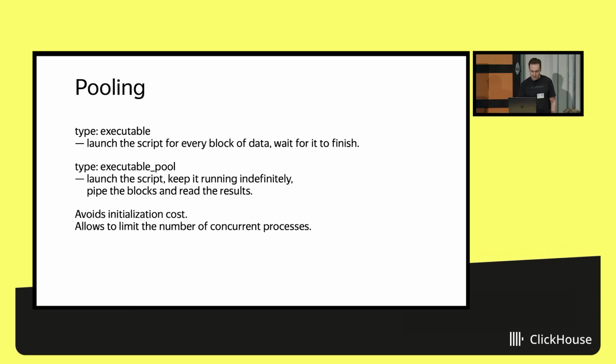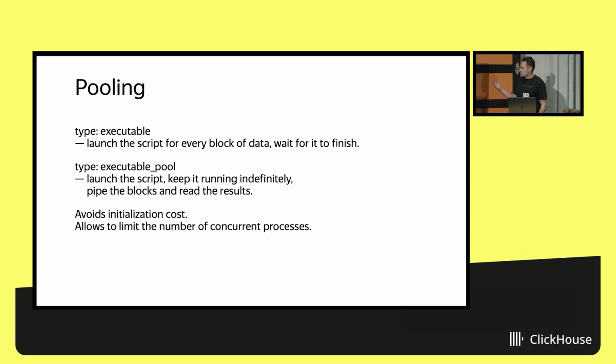And another option is the type executable pool. What will it do? It will launch the script and keep it running, keep it active. It will just continue piping new records to the script. And the script will have to output the results to be consumed as soon as they are ready. So there will be no initialization cost.